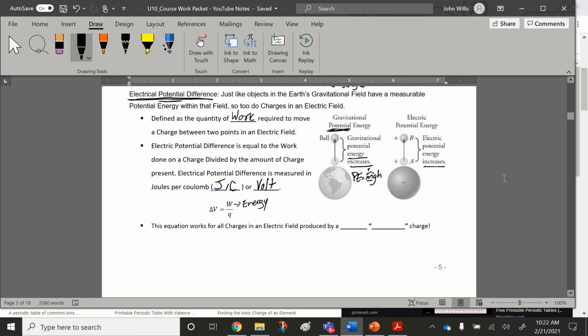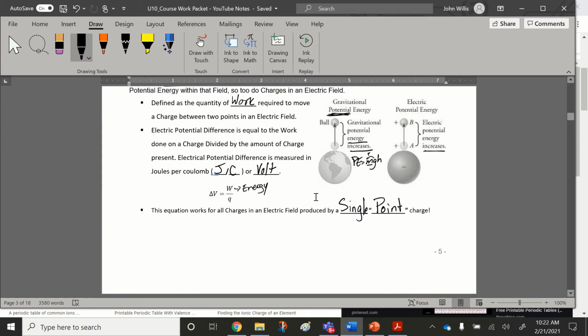This equation works for, and this is a key part, single point charges. So if we're dealing with a single point charge, all of these equations that we've talked about so far are perfectly valid. We can use them. And this is what we'll start with. That isn't the only kind of charge that we can have.